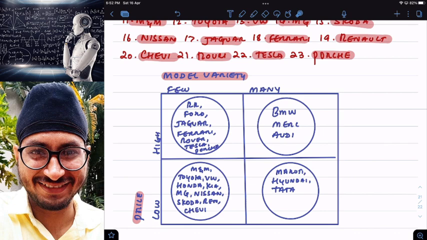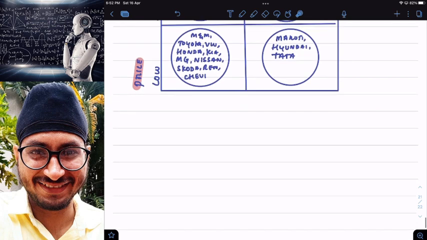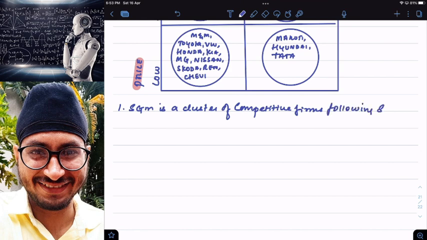This is called strategic group mapping. So what is a strategic group map? It is a cluster of competitors. In simple words, strategic group mapping, SGM, is a cluster, cluster means group, of competitive firms following similar strategies.